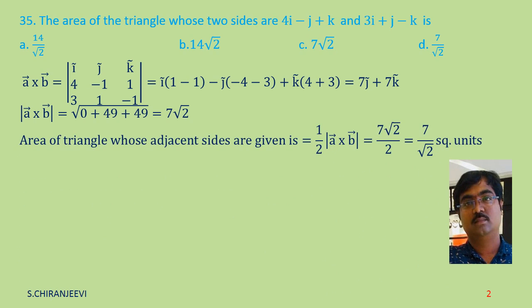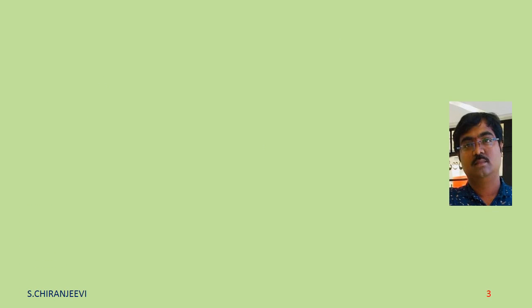So area of triangle with the sides given is 1 by 2 times magnitude A cross B, equal to 7 root 2 divided by 2, equal to 7 by root 2 square units. So the option is B. Next problem.